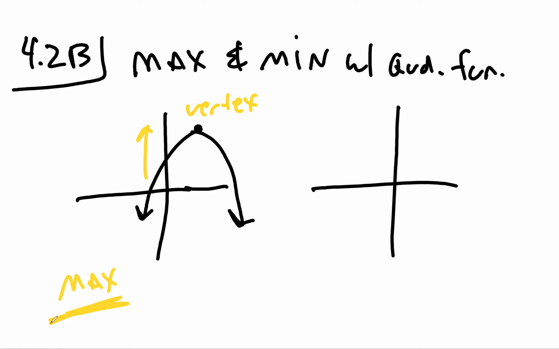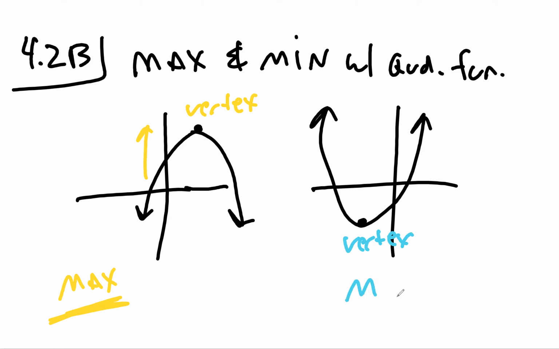Well, on the other hand, maybe we have a parabola that looks something like this. It opens upward. In this case, this guy right over here is still my vertex, but in this instance, he happens to be the minimum. He is the lowest point on this parabola.